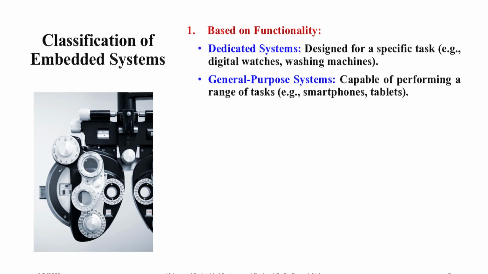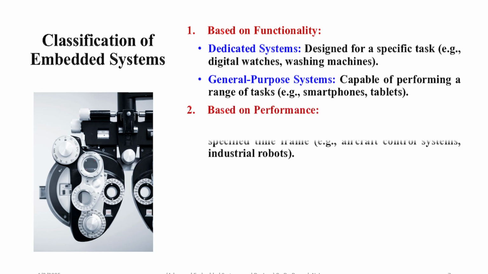Secondly, a general purpose system can provide you several different tasks or a range of tasks, for example, smartphones or tablets. Using smartphones and tablets, you can install several applications, and based on that you can use the smartphone for different purposes. For example, someone can use it as a calculator, someone can use it for making calls, someone may use it for playing games. So one device can give you several different options to use, and such systems are called general purpose systems.